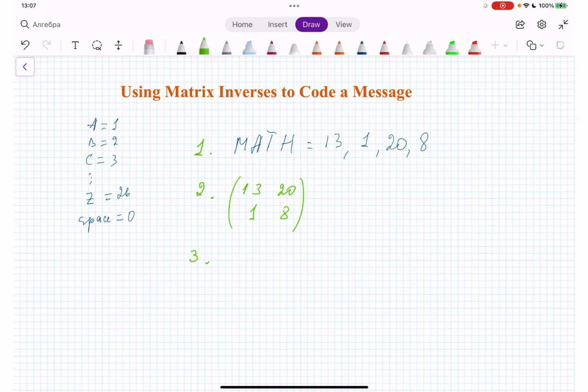Step number 3, we are going to select any square invertible matrix. To remind you, an invertible matrix is a square matrix that is defined as invertible if the product of the matrix and its inverse gives you the identity matrix. So we need to find the inverse and check it against the original matrix. Let's say the original matrix is A, the inverse is B.